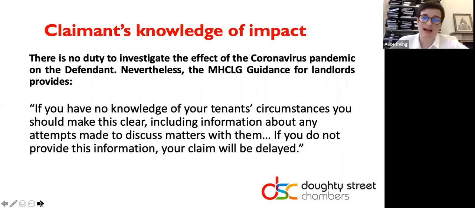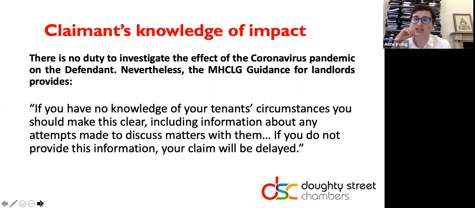The only thing I would say that's developed in that picture is that the guidance I referred to earlier, both the guidance that's applicable to social landlords and also to private landlords, have equivalent provisions in them. And they say, as I've quoted here, if you have no knowledge, you should make this clear, including information about any attempts made to discuss matters with them. And if you do not provide this information, your claim will be delayed.